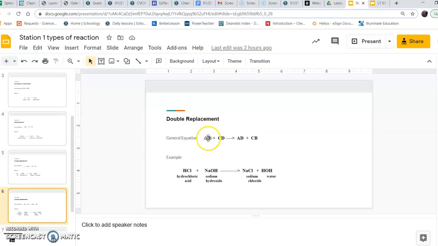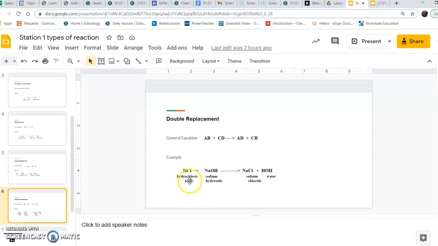So you can think of them as switching places. In this case, this is the general equation. Those are not elements. It's just in general. So you have AB plus CD equals AD plus CB. As you can see here, the A and C switch places. Usually A and C are metals. Okay, so here's an example.